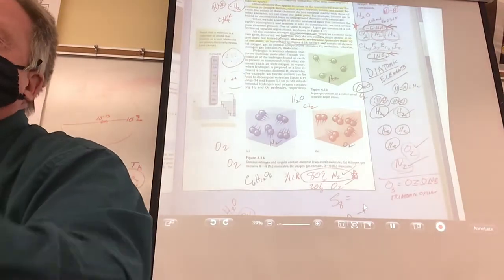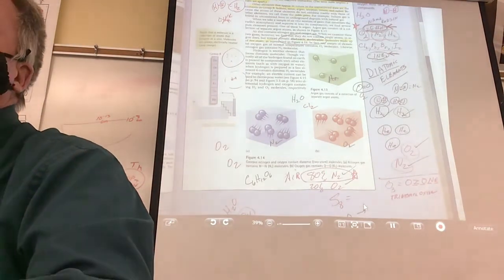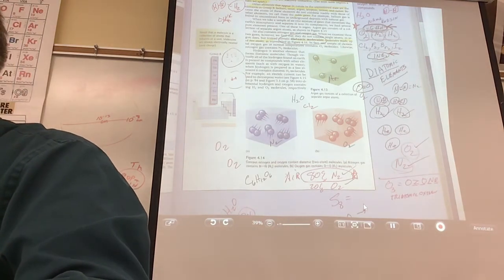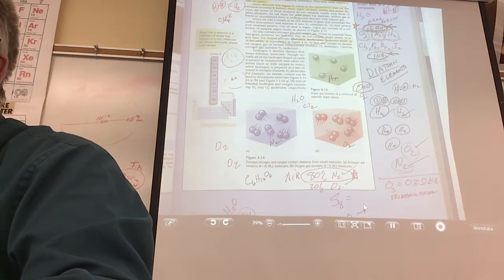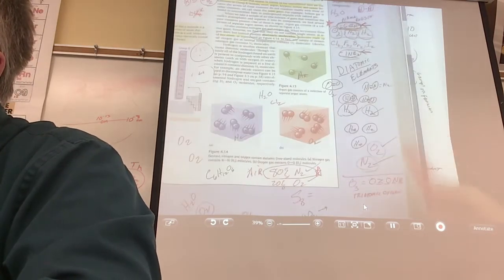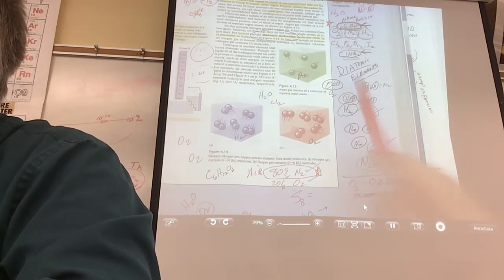So the question I would ask on the test would be, list 5 of the 7 diatomic elements. The formulas. So what are they? Help me out. What would you write? Here you go. What would you write?